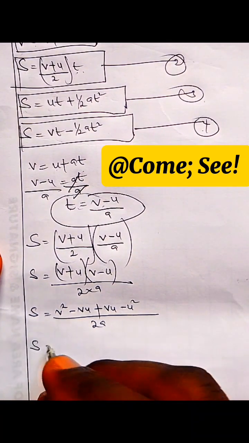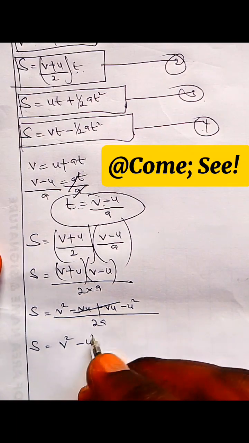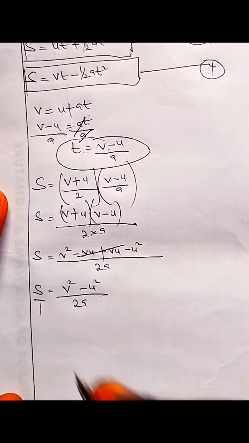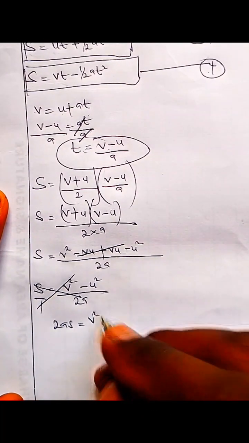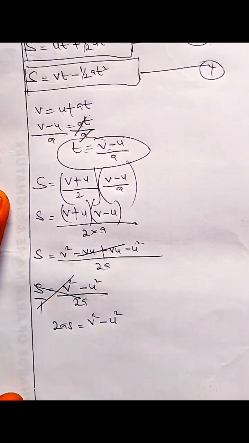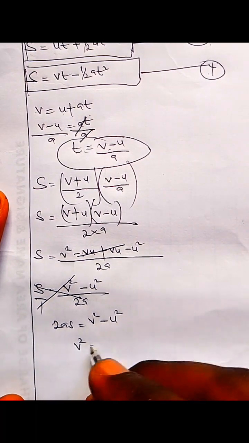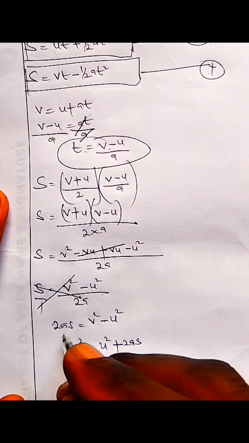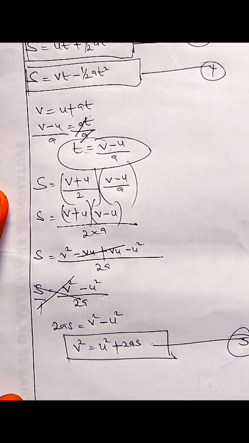So what do we do next? Minus vu plus vu goes out. That will be v squared minus u squared over 2a. So what do we do next? We cross multiply. That will be 2as equal to v squared minus u squared. So what do we do next? We send this stuff right here, that will be v squared equal to u squared plus 2as. This is the last and final equation, the fifth one.